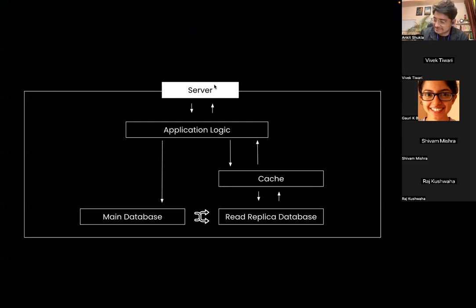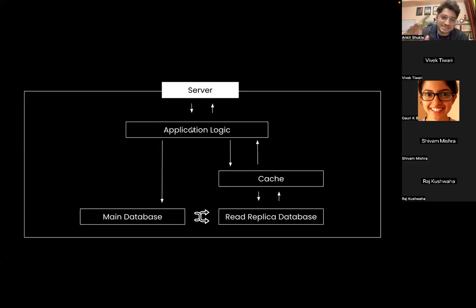Now we have done this. We are here. We have a server. There is an application logic. Whenever a write request is coming, I will put it in the database. And when I put it in the database, I'll also make sure that the read replica is updated automatically from the file system, while the main database is updated, and the same application logic will make sure that the cache is also updated. Okay, so this is a happy condition.